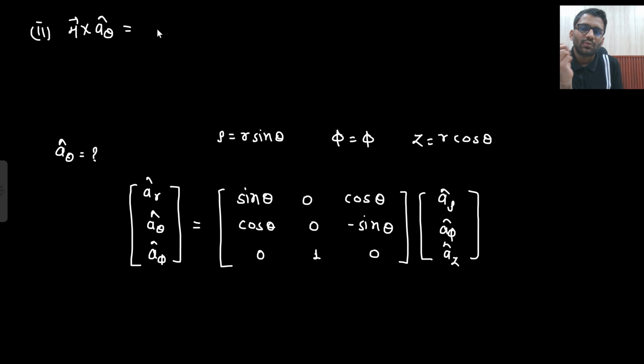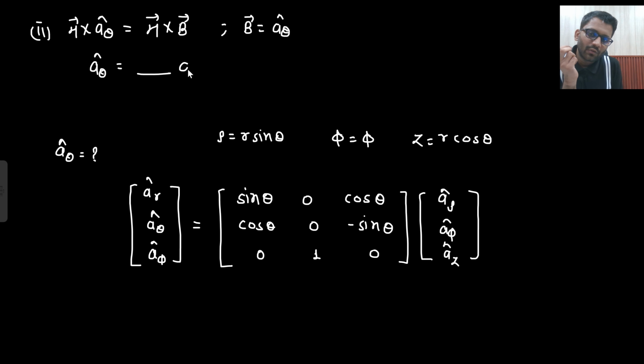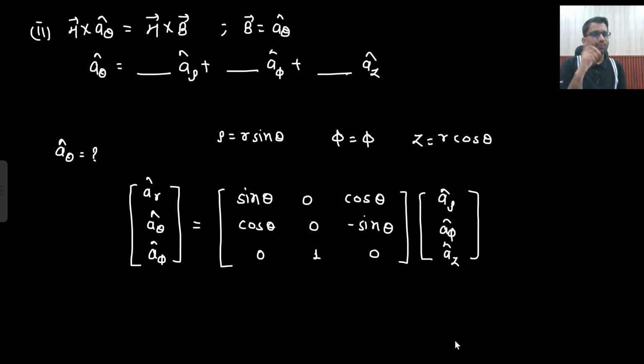Okay. So what I am doing? H cross, I am considering this as a vector B, where vector B is a theta cap. So now I am going to represent my a theta cap in terms of a rho, a phi and az. For that I can either use my matrix or I can solve it by intuition using the geometry. So let's solve it first by using the matrices.